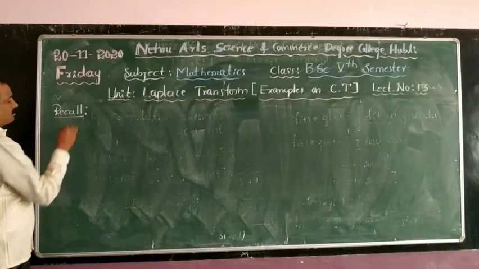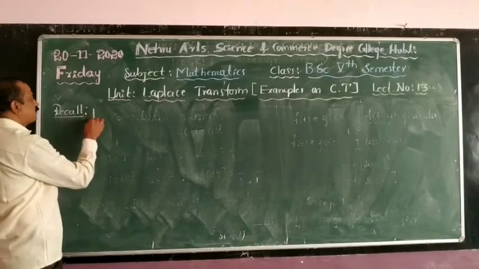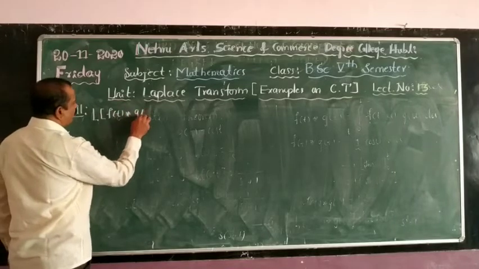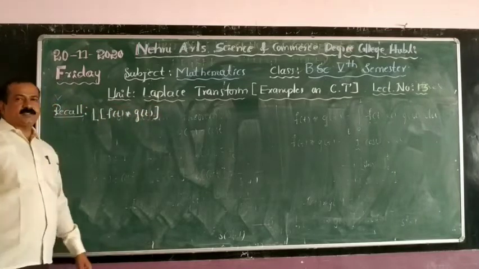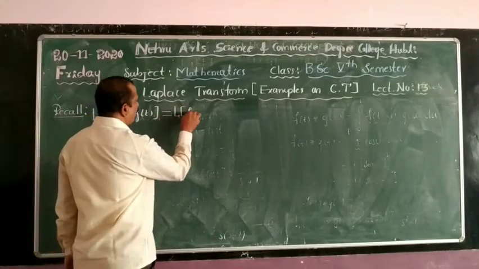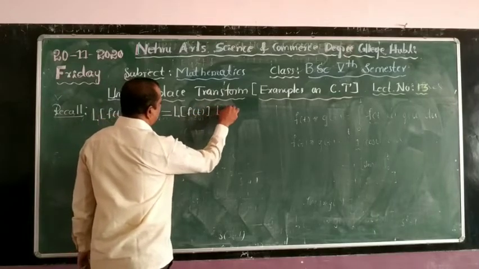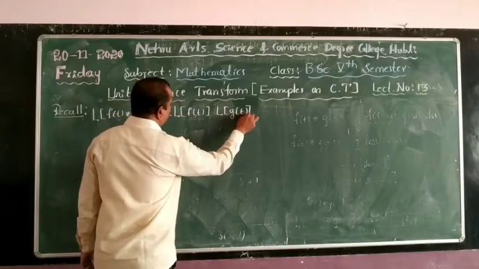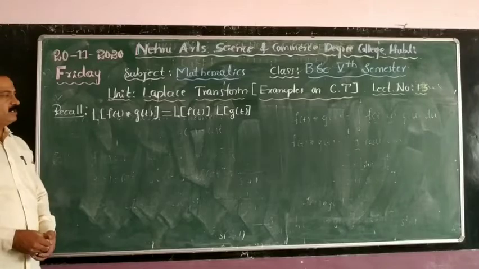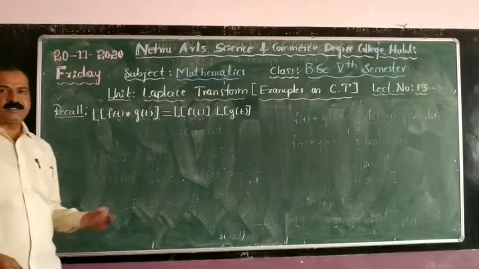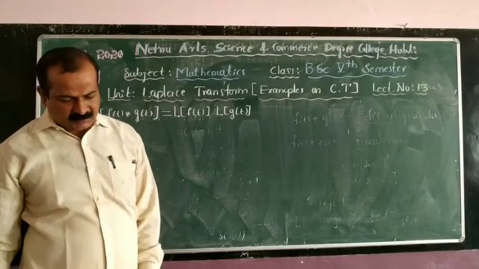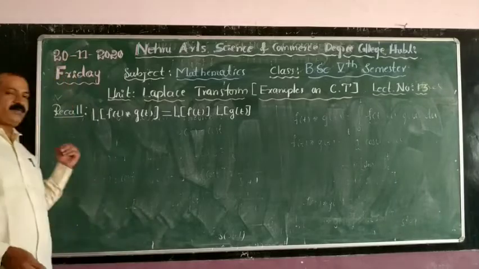Take the first example, and before that we must recall what the Laplace convolution theorem is. So recall the convolution theorem: L of f of t star g of t is equal to L of f of t into L of g of t. It is the convolution theorem. We already did the proof of the theorem in the previous class. With the help of this convolution theorem, I will now take the first example.